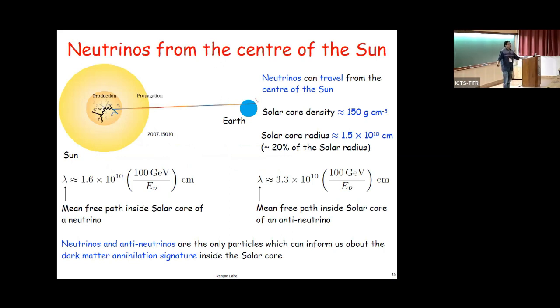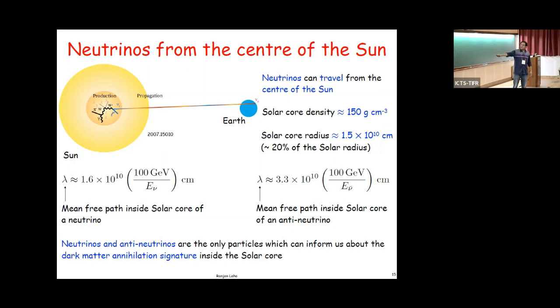So what can come out of the sun? Turns out that the only things which can come out from the center of the sun are neutrinos, right? Neutrinos can travel from the center of the sun. Note that the neutrinos that we'll be talking about are much higher energy than the standard solar neutrinos, right? So they have energies much greater than MeV, mega electron volt. Just to give you some scale, just to make you understand things: the solar core density is 150 gram per cubic centimeter, and its radius is roughly 1/10 the solar radius, 1/10 or 1/5, something roughly like that.